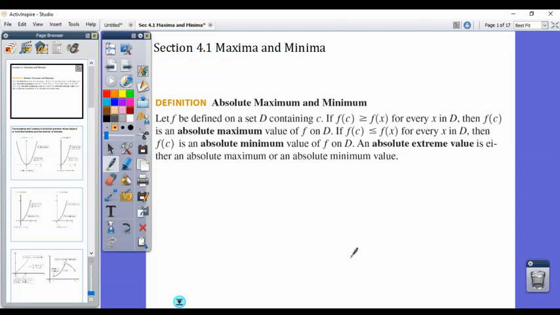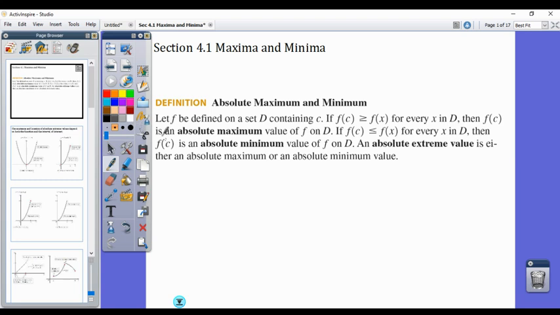Okay, so this section is for 4.1, and we're going to be talking about maximum and minimum values. So what this definition essentially says is we have a function defined on some interval D, and the absolute maximum is the value that is the greatest, and the absolute minimum is the value that is the smallest. We call them an absolute extreme value when it's either an absolute max or an absolute min.